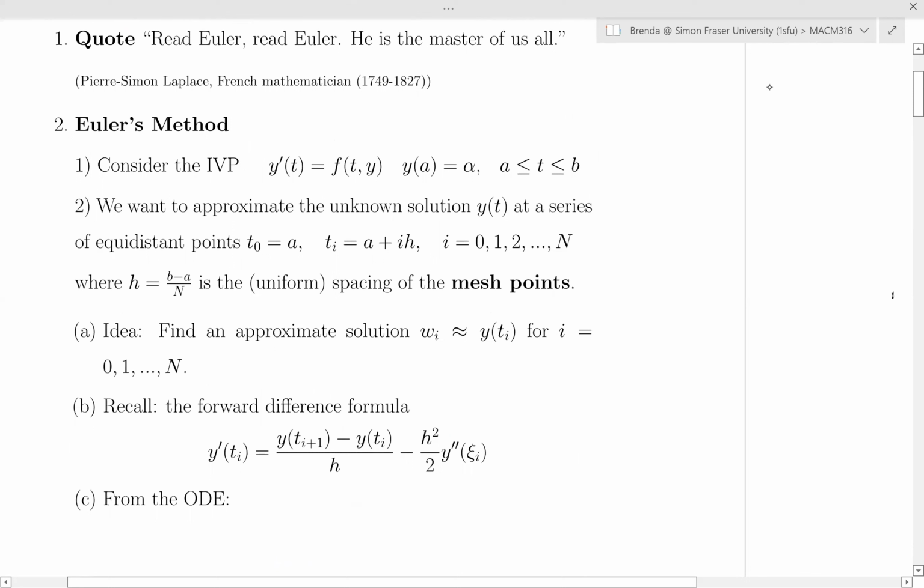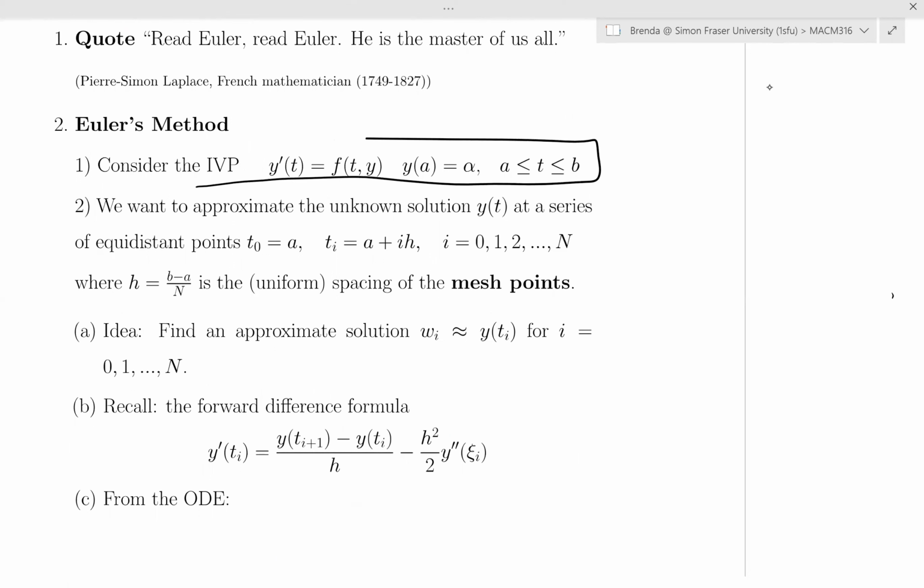Okay, here we are. We got the initial value problem. There it is. First order initial value problem for which we have one initial condition. What we want to do is approximate the unknown solution, y of t, at a series of points. They're going to be equidistant.